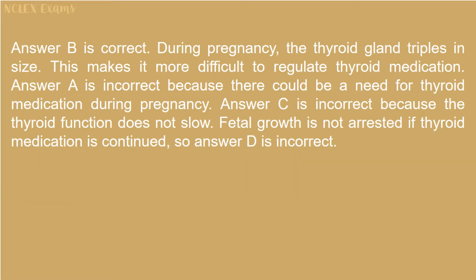Answer B is correct. During pregnancy, the thyroid gland triples in size. This makes it more difficult to regulate thyroid medication. Answer A is incorrect because there could be a need for thyroid medication during pregnancy. Answer C is incorrect because the thyroid function does not slow. Fetal growth is not arrested if thyroid medication is continued, so answer D is incorrect.